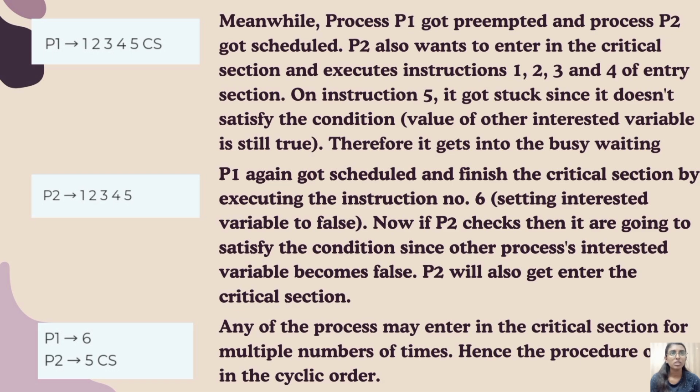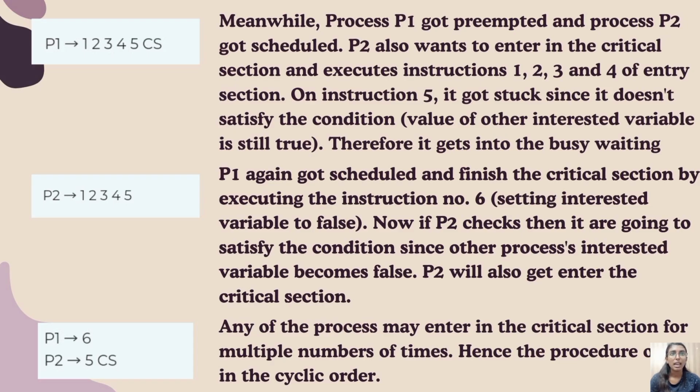Meanwhile, process P1 got preempted and process P2 got scheduled. P2 also wants to enter the critical section and executes instructions 1, 2, 3 and 4 of the entry section. On instruction 5, it gets stuck since it doesn't satisfy the condition. The value of the other's interested variable is still true, therefore it gets into busy waiting. P2: 1, 2, 3, 4, 5.